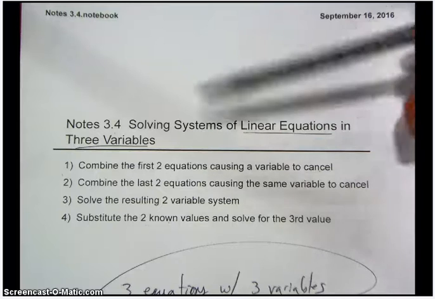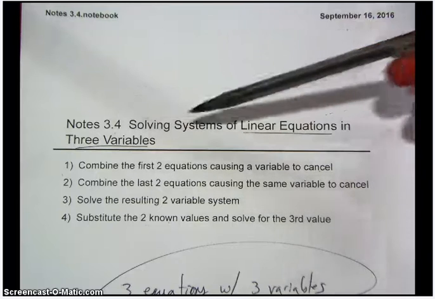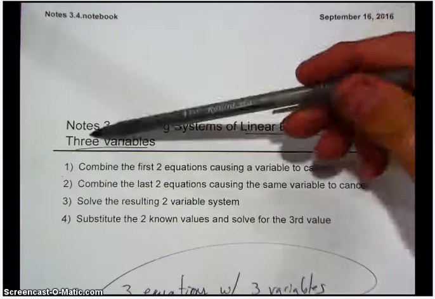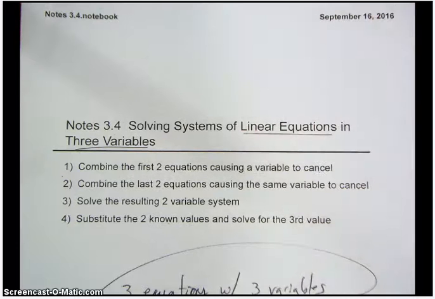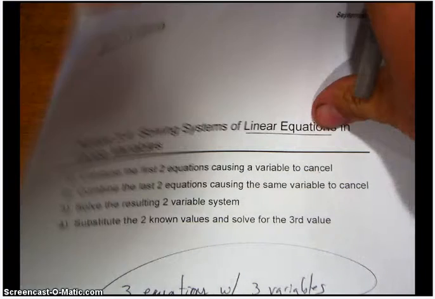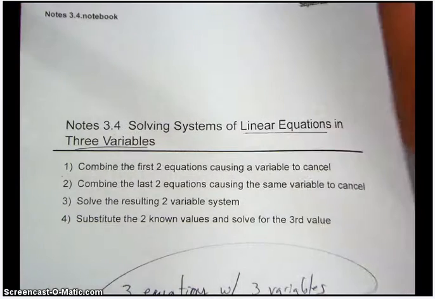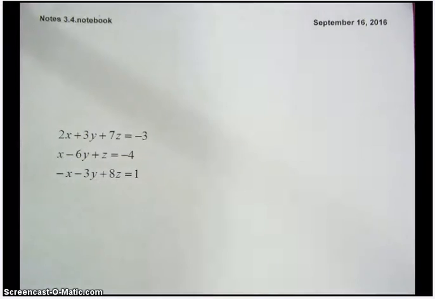Alright, this video is on 3.4, solving systems of linear equations in three variables. What that means is we're going to have three equations and three variables, so for example, you're going to have something like that. Now we're going to solve for x, y, and z.